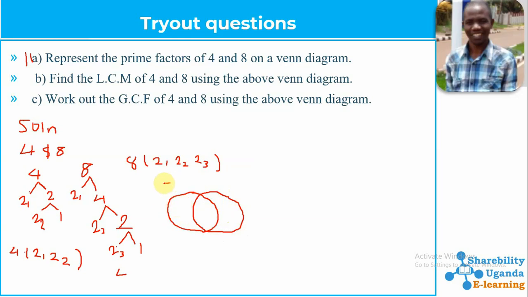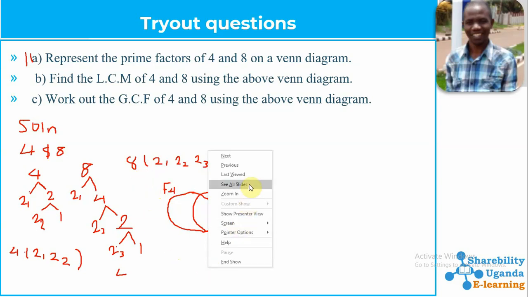So now here we can say the prime factors of 4, and also here we indicate the prime factors of 8. Okay. So now after putting these prime factors, we can look at the prime factors which are common. We look at the prime factors of each that are common.